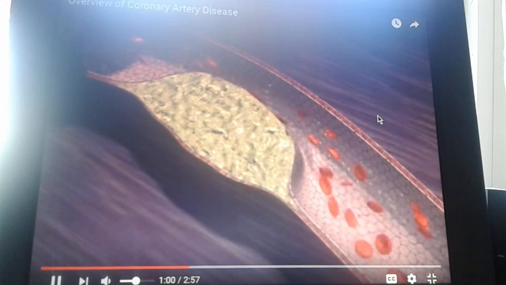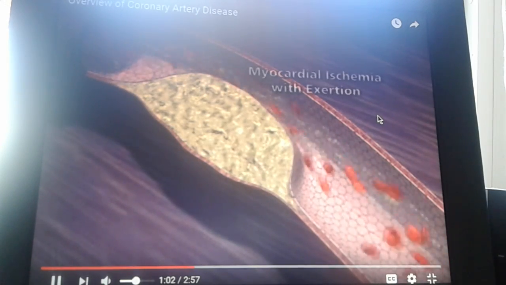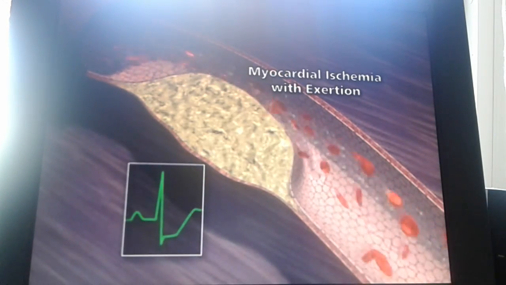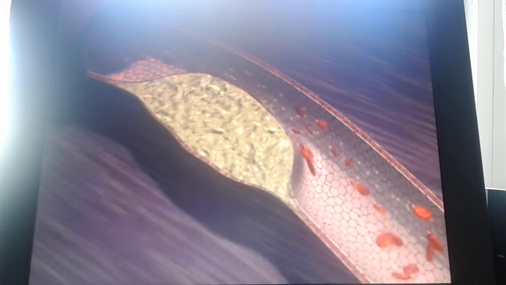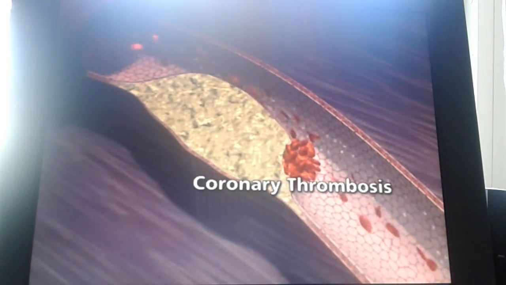To the point that the blood flow is compromised, the patient may have chest pain, but only with exertion. This syndrome is known as stable angina and is not a clinical emergency. Such a patient is still at risk for an acute life-threatening event because a plaque can suddenly rupture, causing clotting of the artery, known as coronary thrombosis.